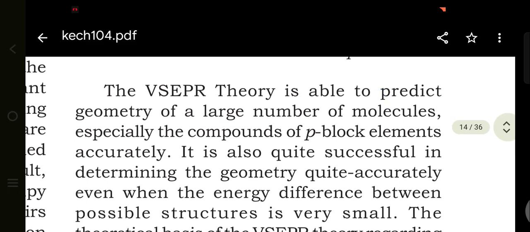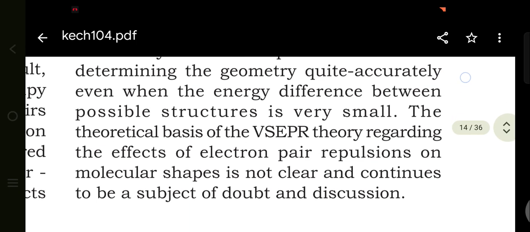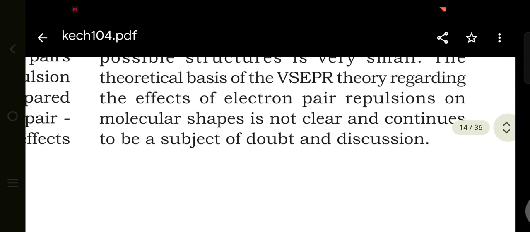The VSEPR theory is able to predict the geometry of a large number of molecules, especially the compounds of p block elements, accurately. It is also quite successful in determining the geometry quite accurately, even when the energy difference between possible structures is very small. The theoretical basis of the VSEPR theory regarding the effects of electron pair repulsion on molecular shapes is not clear and continues to be a subject of doubt and discussion.